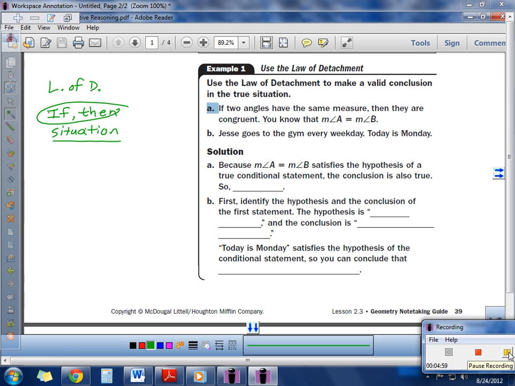So in the first one it says, if two angles have the same measure, then they are congruent. That's what you have to have in your mind as a conditional statement. If two angles have the same measure, they're congruent. We know that fact. So here's the little situation. A is equal to B. What can we conclude then? If they have the same measure, what are we supposed to conclude? A and B are congruent. So that would be our conclusion. So we could say angle A is congruent to angle B. Basically, we just kind of rewrote this conclusion to apply to this situation.